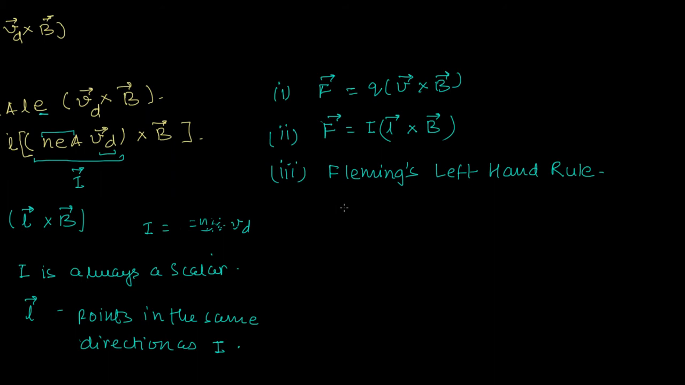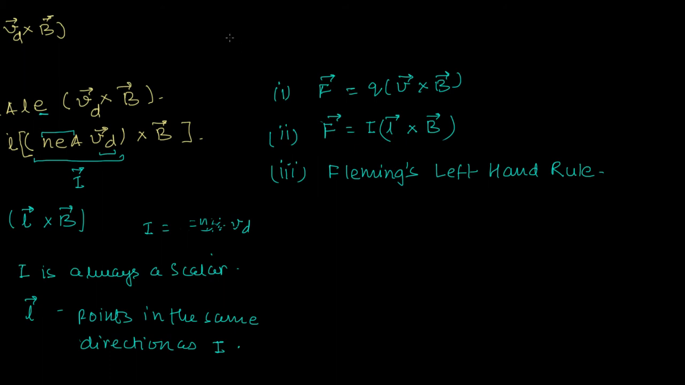So, sir, if we multiply a scalar with A cross B, then B's elements, all the elements, will they get multiplied? It gets multiplied with all the elements I, J, K. That's how the vector operates.